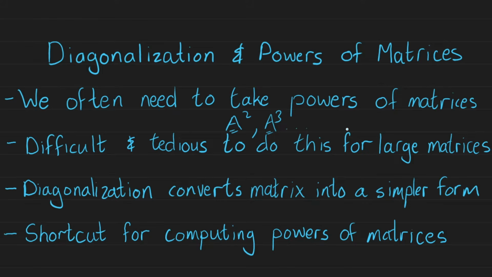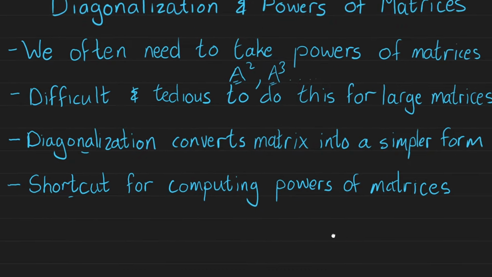So we can see that this can be quite a difficult and tedious thing to do for large matrices that have a huge number of rows and columns. This is where diagonalization comes in. Diagonalization allows us to convert the matrix into a different kind of form, and using that form in a certain way gives us a shortcut to compute powers of matrices more efficiently, requiring less computing effort. Before we show that, we're going to look at why we actually take the powers of matrices. What does it even mean to multiply a matrix by itself?